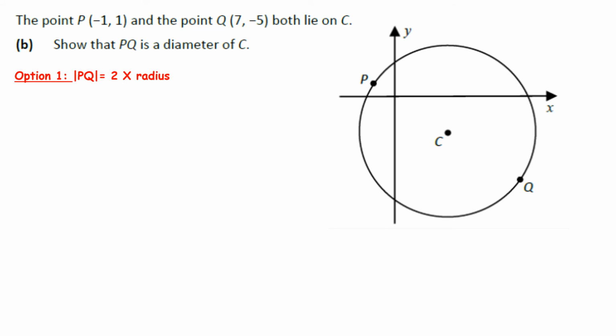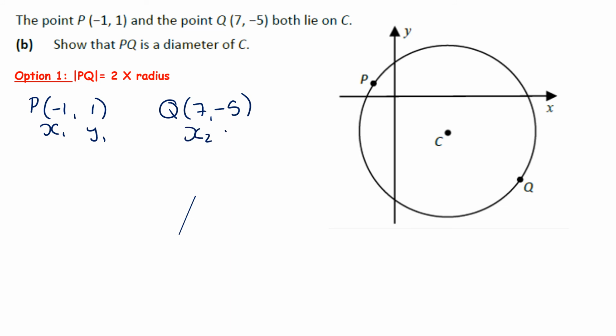The point P minus 1, 1 and the point Q both lie on C. That means circle C. Show that the line PQ is the diameter of C. So probably the easiest way to do this is simply show that the length of PQ is equal to twice the radius. So we're going to just use our distance formula from page 18, or length formula. And to do this, I'm just going to label my points. So we have x1, y1, x2, y2.